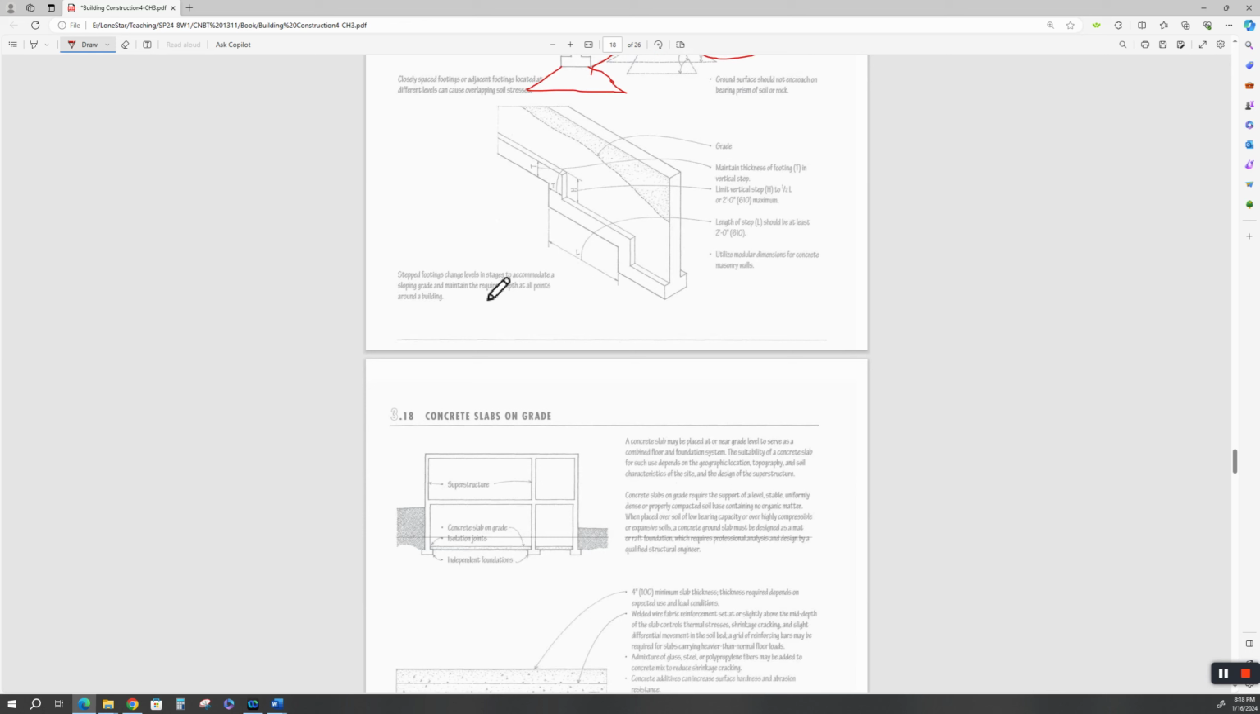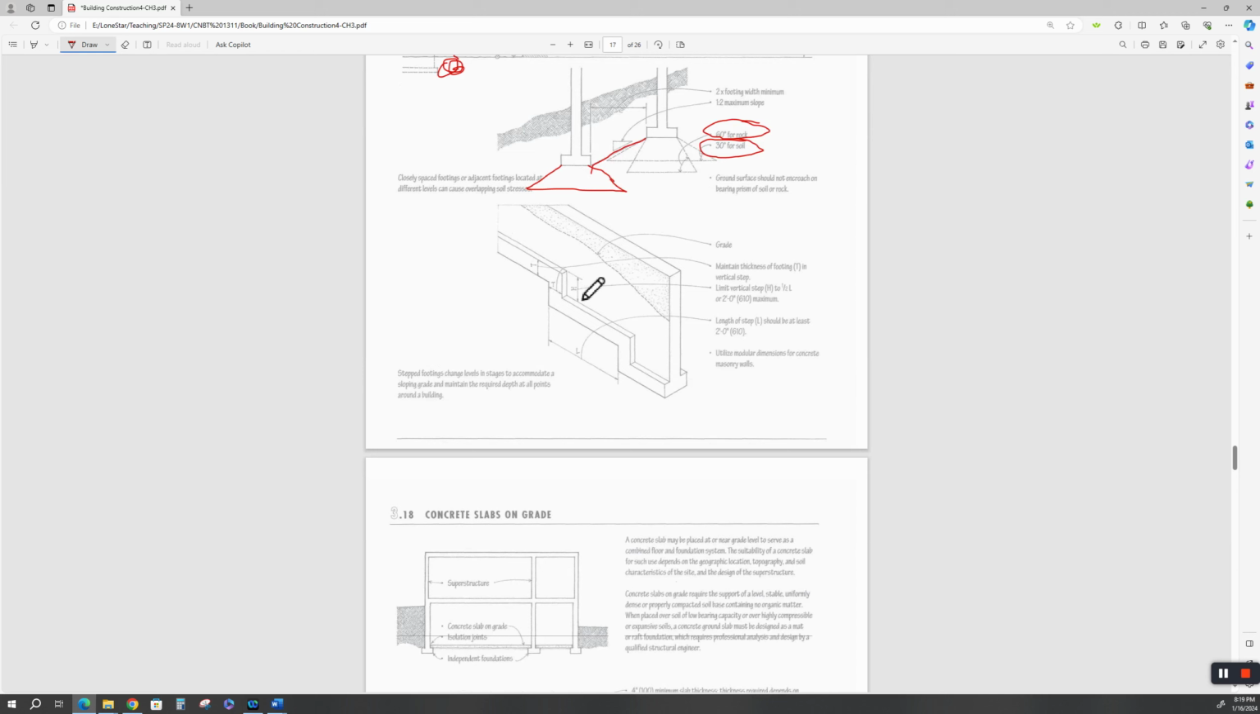Stepped footings change levels in stages to accommodate a sloping grade and maintain the required depth at all points around a building. In other words, here's the grade, here's your retaining wall, or your structural wall, and your grade is sloping down the wall. And then what are we going to have here? What is this? The length of your step. And what is that for? It's for erosion control, is it not?